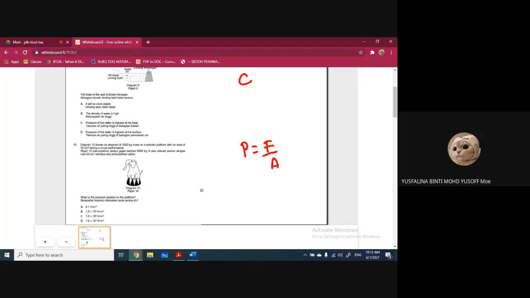Okay, for number 15, this one you have to use P equals F over A, right? Force you have to change to Newton, got 50,000. And then the area here is 50 cm square, right? You can see the unit here is meter square, so you have to change the centi to meter first. Centi is 10 power of negative 2, so this one should be power of negative 4. So 50 times 10 power of negative 4. So you divide 50,000 by 50 times 10 power of negative 4. So you got 0.1.